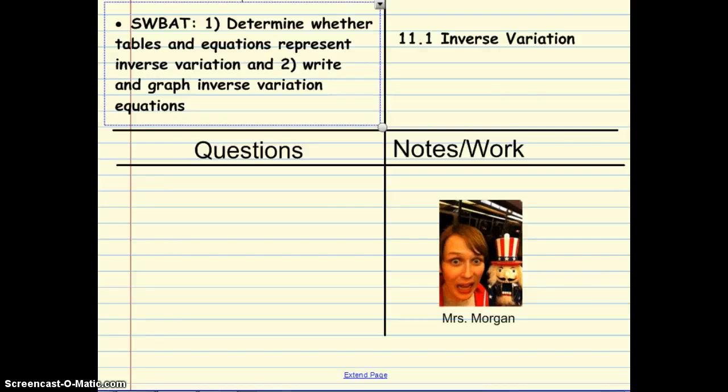Hey everyone, this is Mrs. Morgan with Chapter 11, Lesson 1, Inverse Variation. We're going to determine whether tables and equations represent inverse variation, and then we're going to write and graph inverse variation equations.